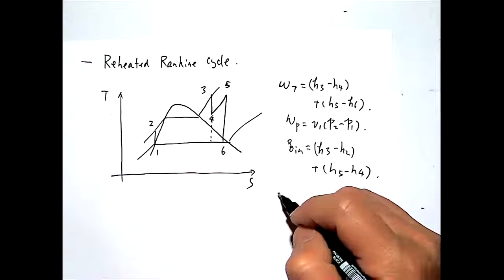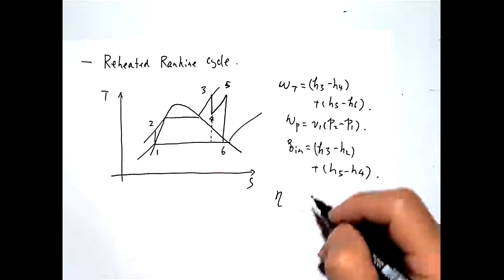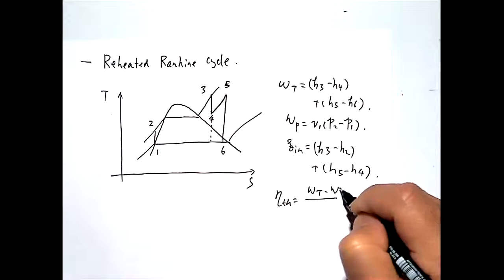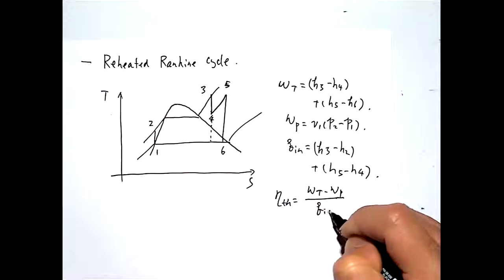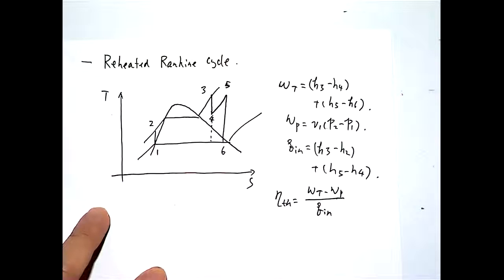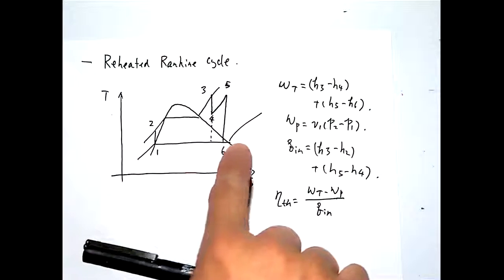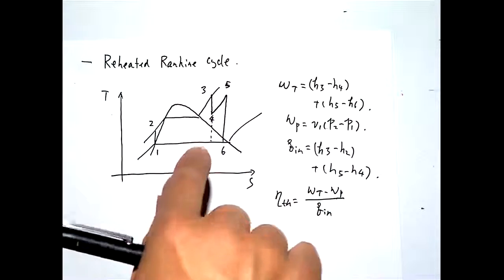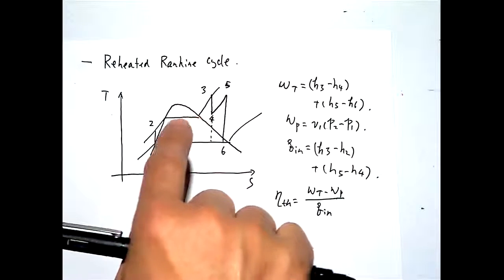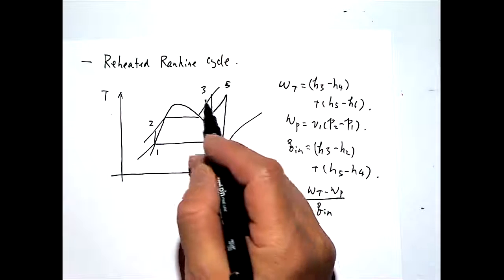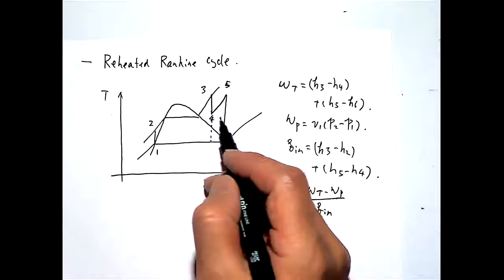Then the efficiency of this reheated Rankine cycle is just W_T minus W_P divided by the total heat input. So I should mention that this reheating is not necessarily giving you higher efficiency. The reheated Rankine cycle is not necessarily giving you higher efficiency. If you're looking at here, you're adding more heat into the system and you're producing more work.